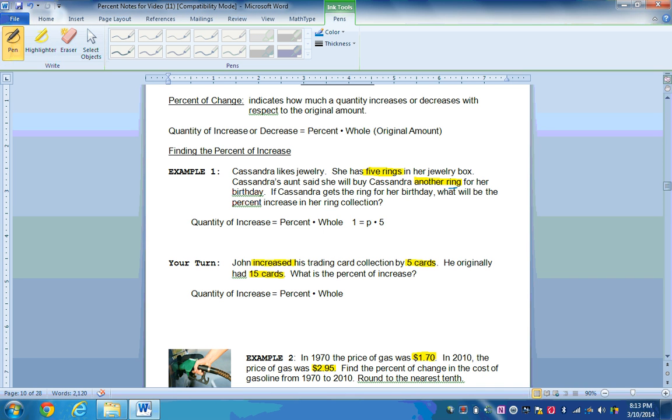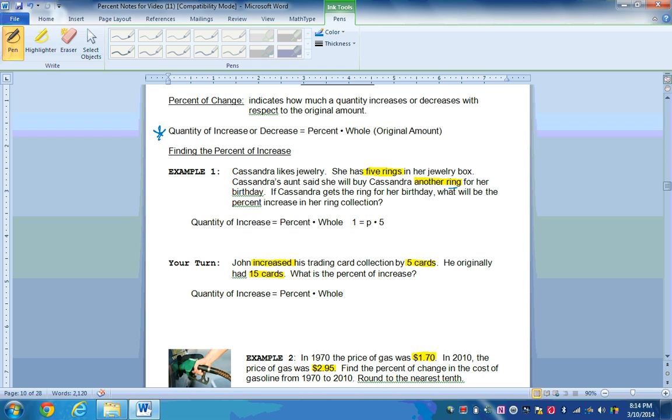What is percent of change? Well, according to the definition here, it indicates how much a quantity increases or decreases, that means goes up or down, with respect to the original amount. The original amount is what we started with. So this formula right here that I'm going to star is important. You will be using it throughout this lesson.